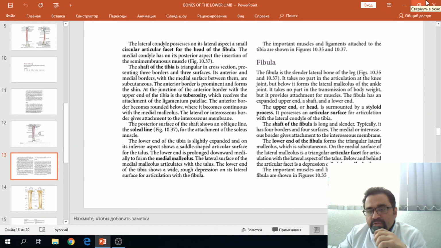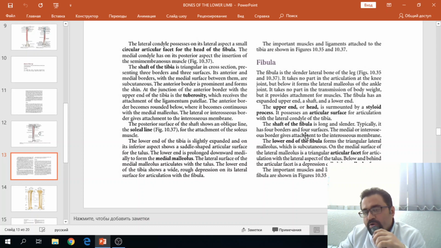The articular surface for the articulation with the lateral condyle of the tibia. It articulates with the tibia, so it has an articular surface for the articulation with the lateral condyle of the tibia at its upper end. The shaft of the fibula is long and slender.